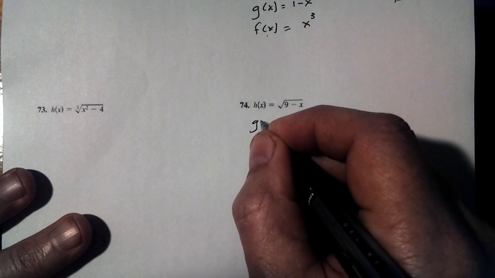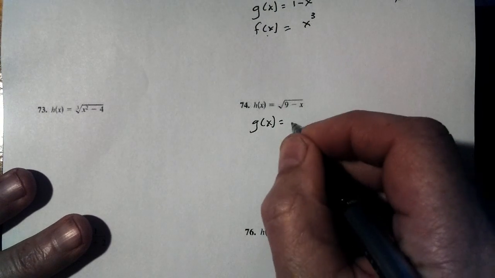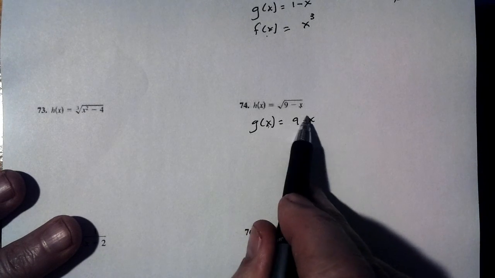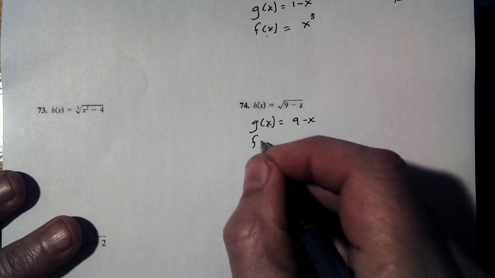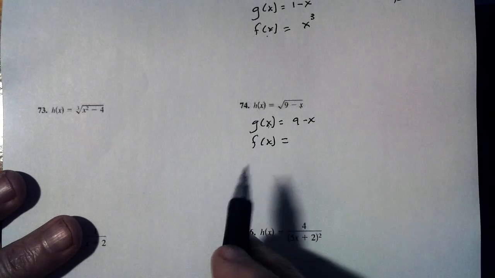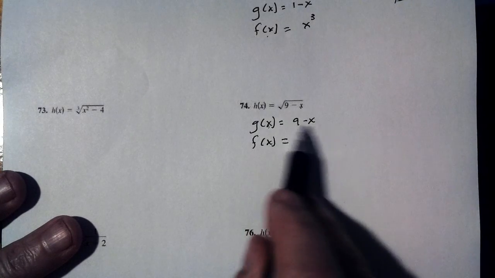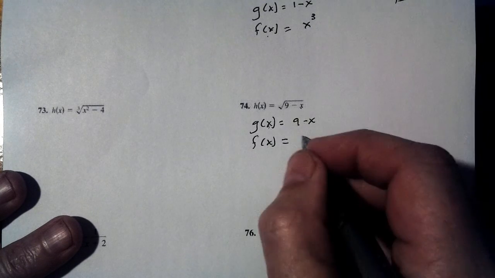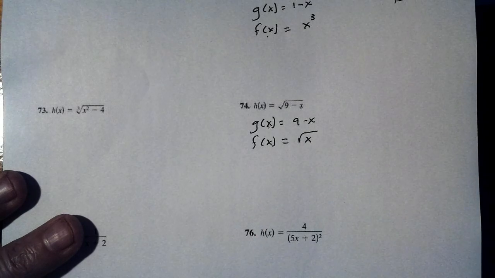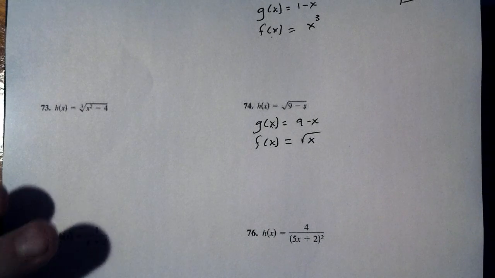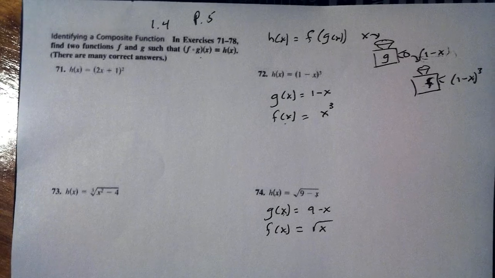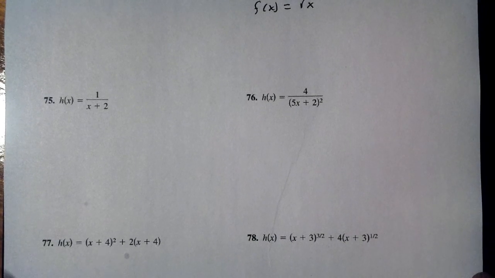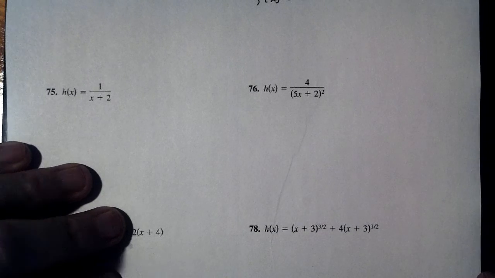For instance, g of x, what happens first? We take x, the thing that comes in, and subtract it from 9. What is left for f, our outside function, to do? Oh, we just have to take the thing, which isn't 9 minus x, the thing is just x, and take the square root of it. Okay? Now, they say there's many correct answers. There are a number for this one, and I'm going to illustrate that a couple different ways.